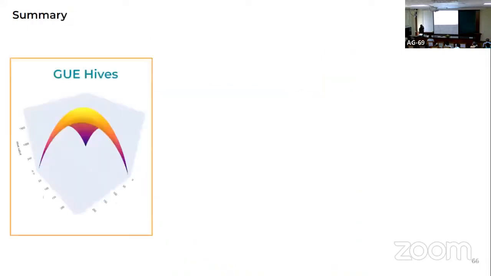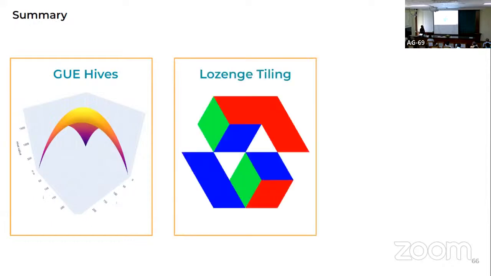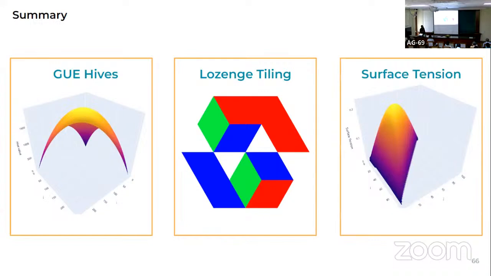So to summarize, we designed a method to obtain GUE hives, and we hypothesized a closed form expression for that. We have a method of obtaining the lozenge tiling, and we obtained an approximation of the surface tension.